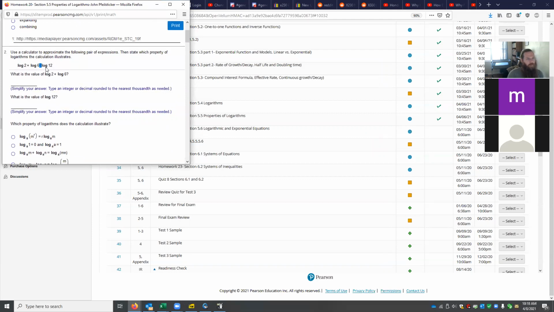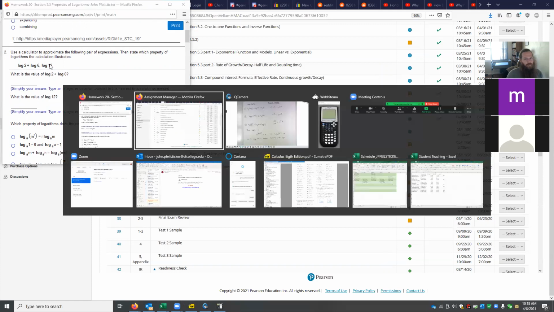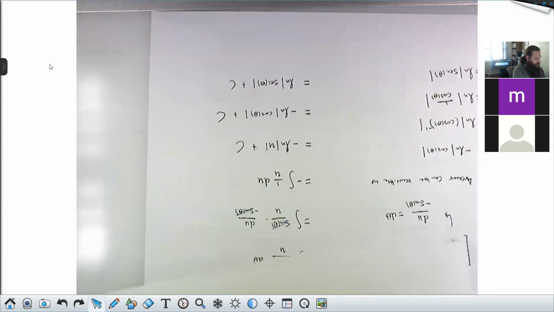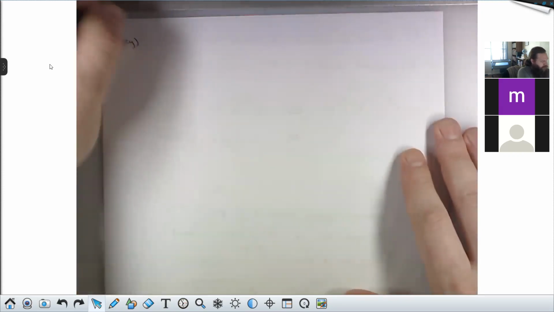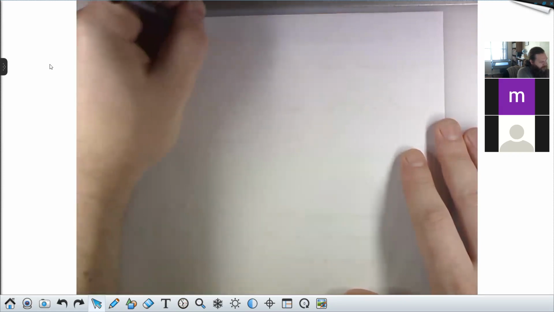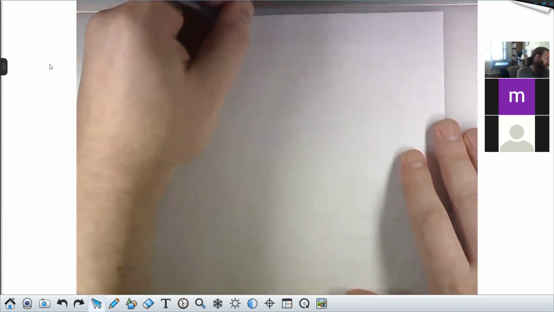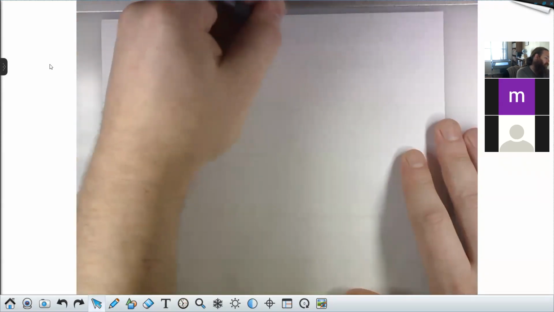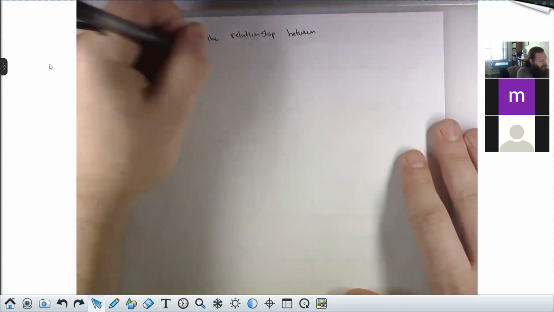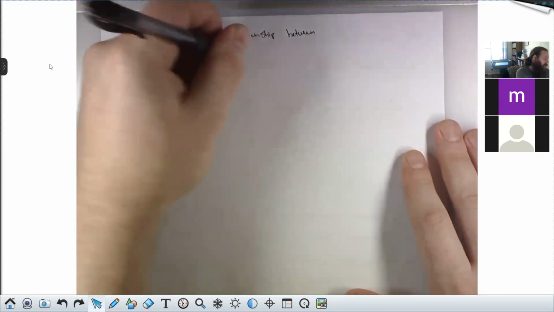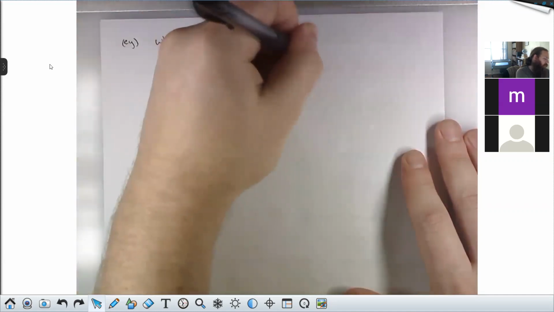So they ask us to compare the log 2, log 6, and log 12. And they're just asking us to do this with a calculator. Let me state this slightly differently. What is the relationship between ln of 3, ln of 5, ln of 15?